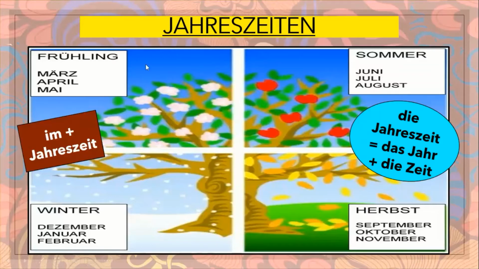And then we have winter, which is written as in the English language and pronounced in the German language almost similarly. And winter has 3 months once again: Dezember, Januar, and Februar.